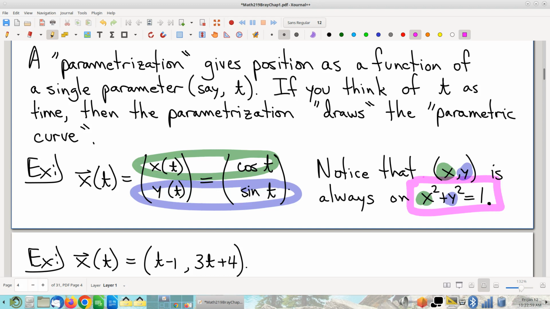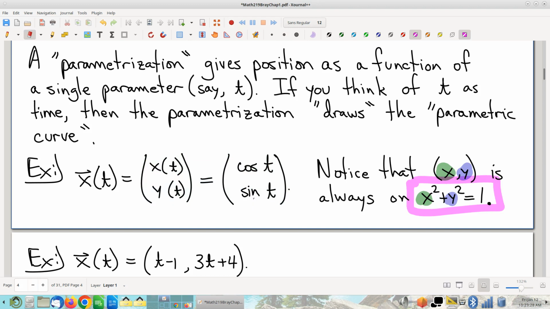So what this tells us is that every point created by this parameterization, in other words, every point you touch as you move, always satisfies this equation and therefore is always on this circle. So that's our very strong tip-off that this is a parameterization of the unit circle. It's a clever little move. Sometimes you get lucky and you can just notice a relationship between x and y.